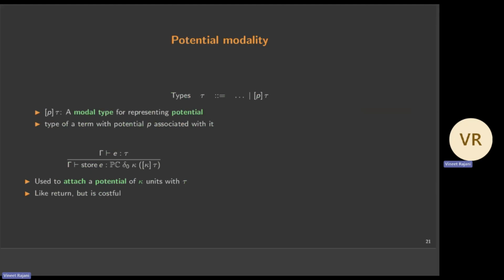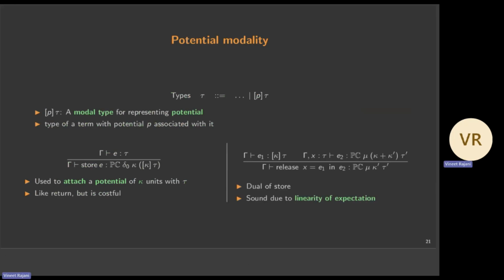Now the store construct is similar to return. It takes a pure term and puts it into the monad. However, unlike return, it allows you to store k units of potential with the type. And also, unlike return, store is a costful operation, as storing k units of potential requires k units of cost, while return was an operation with zero cost. What about release? Release is the dual of store. It takes a term with k units of potential and makes it available to its continuation, which has a cost of k plus k prime units. Since k units are paid off using the potential, the remaining k prime units must be accounted for as an unpaid cost, and hence it shows up as the cost in the conclusion.